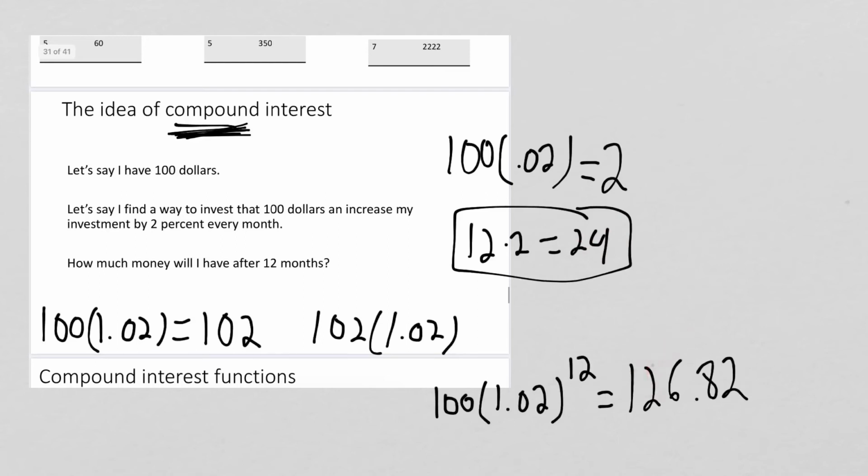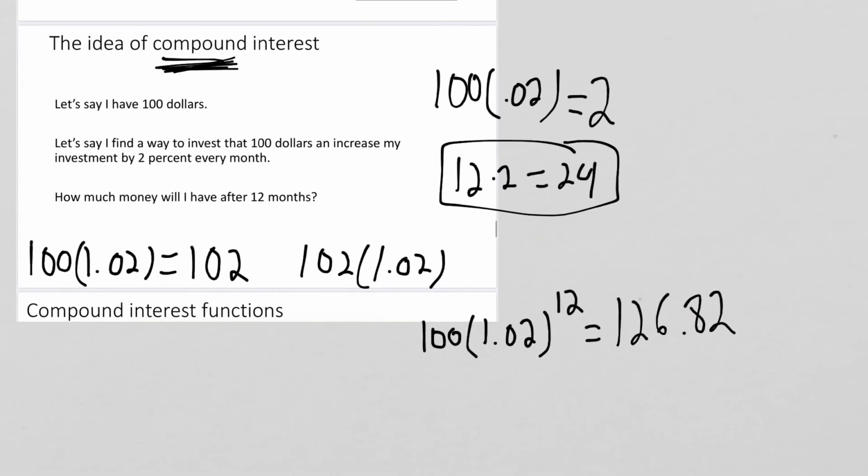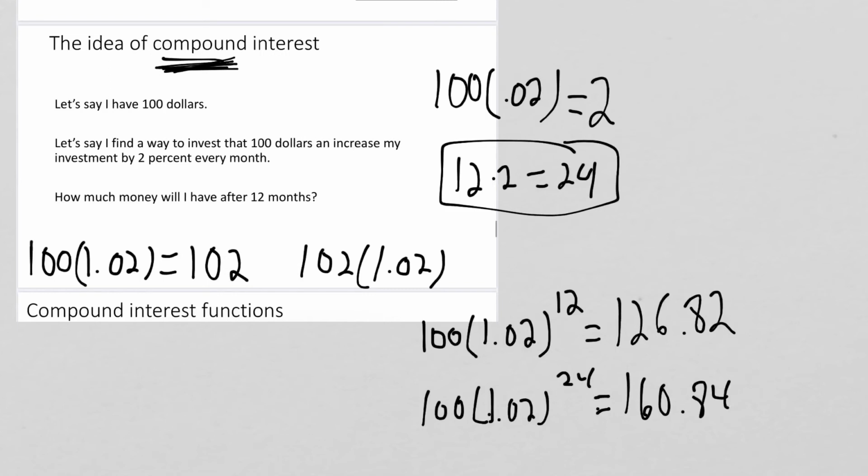So in my first year, in my first 12 months, I made $26.82 on my investment. I increased my 100 to 126.82. So then what happens in the second year? So let's say I do this for 2 years instead of 1 year. So I do 1.02 raised to the 24, right? So I only made $26.82 in that first year. Let's see how much I make if I go for 2 years. I'm now to $160.84. Okay, so now I've gained $34 from my first year to my second year and a total of $60.84.